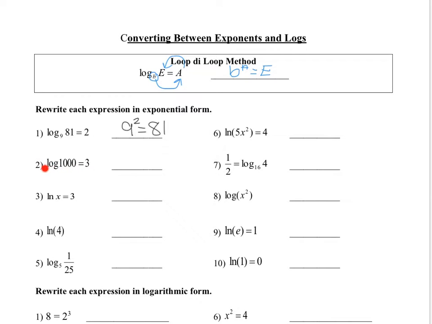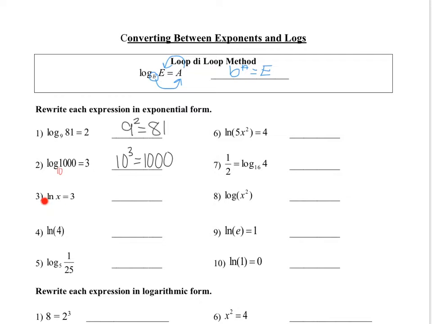Again, this is your common log. There is no base, so you have to assume a base of 10 is written. So again, we start at the base. 10 to the third equals 1,000. And does it? Yep. Perfect.